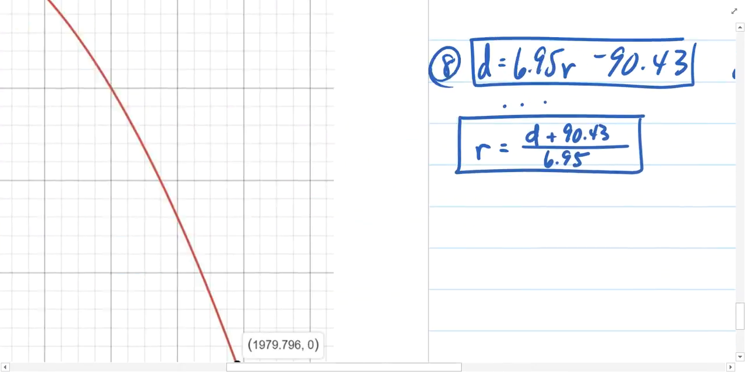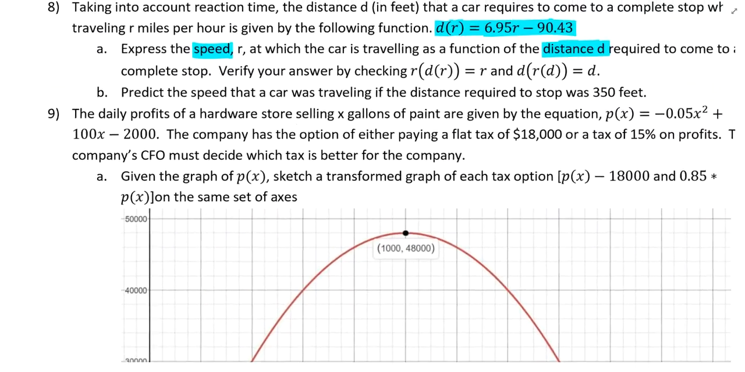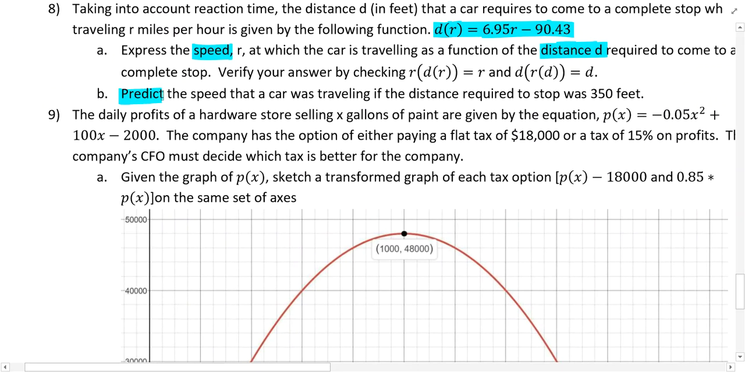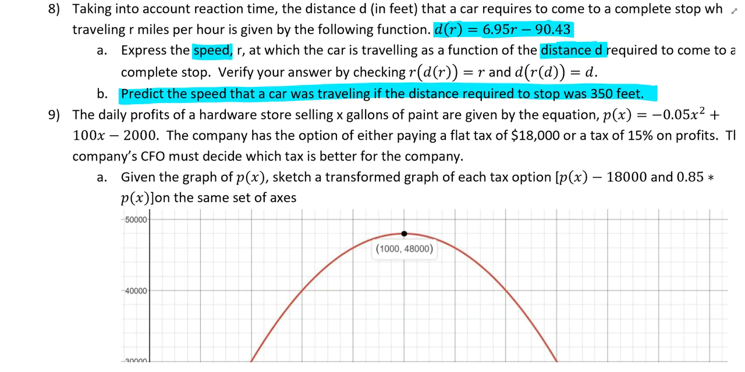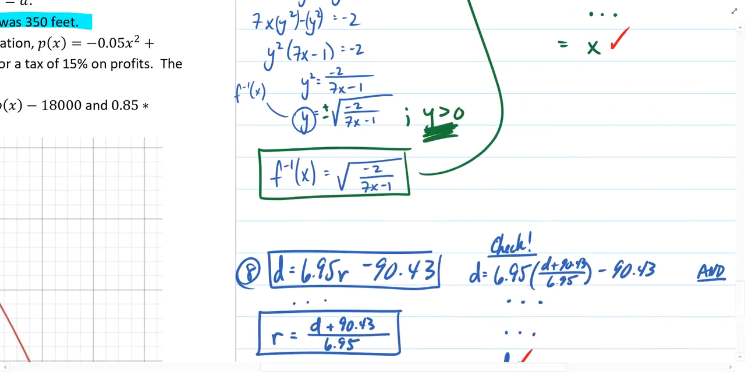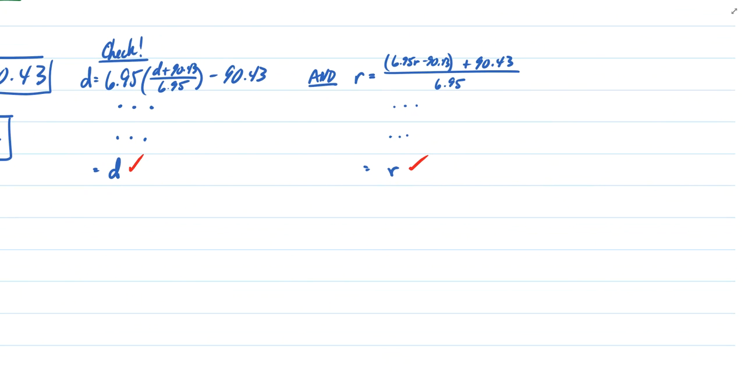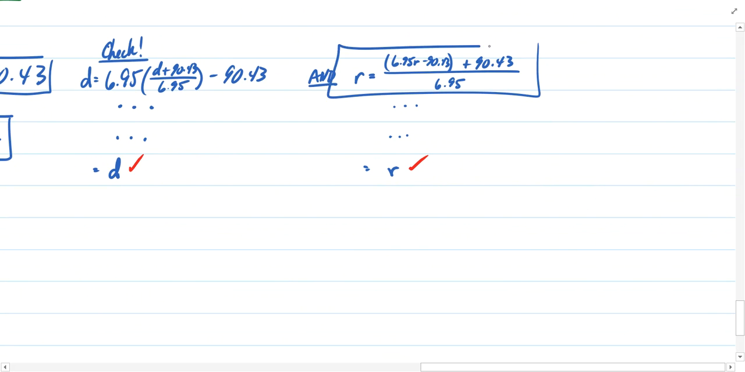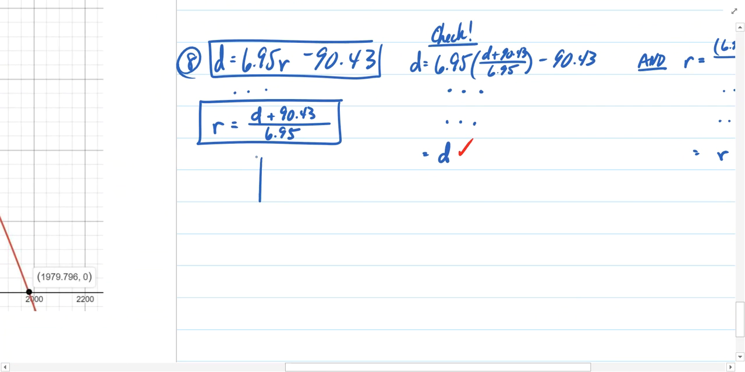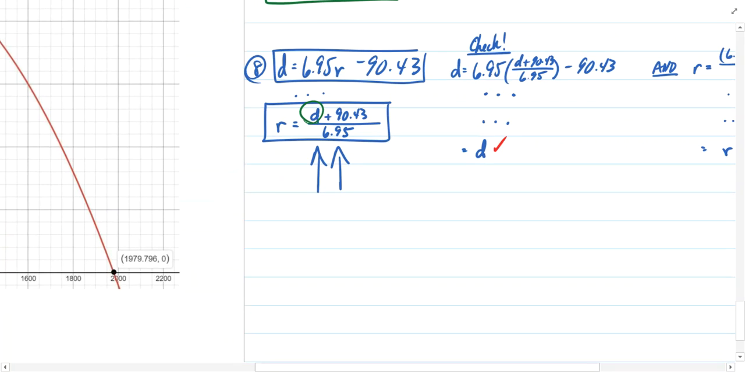We've talked about the benefits of using those individual functions in the past, but now that we have those two functions identified, we can actually answer the question here without using any algebra to solve. So I'll let you do that one on your own. Predict the speed that the car was traveling if the distance required to stop was 350. Well, if I'm trying to calculate the speed, I would use this function. Well, maybe not that one because that's our composed function, but I would use this function since this is the one that calculates the speed, and we know that the distance that was required to stop was 350. So you can go from there and solve the rest of question number 8.